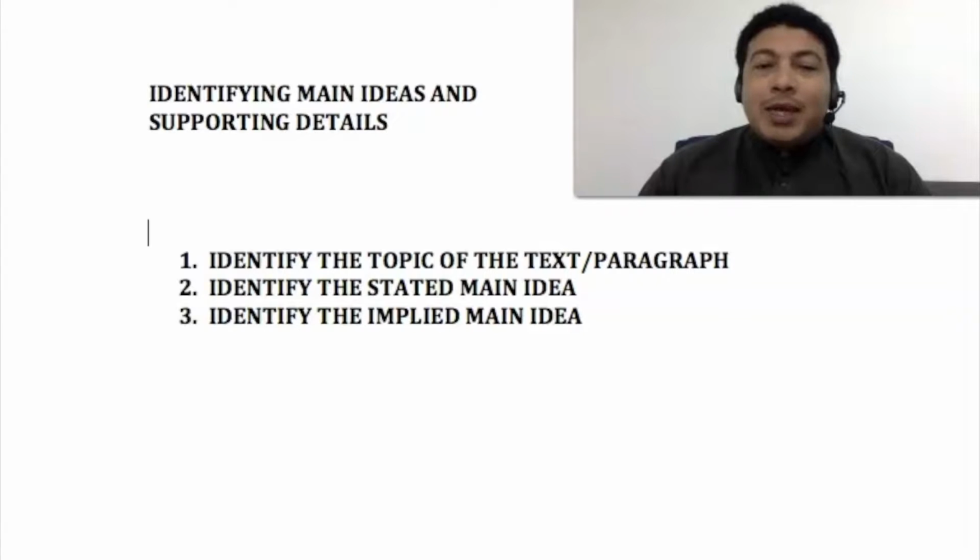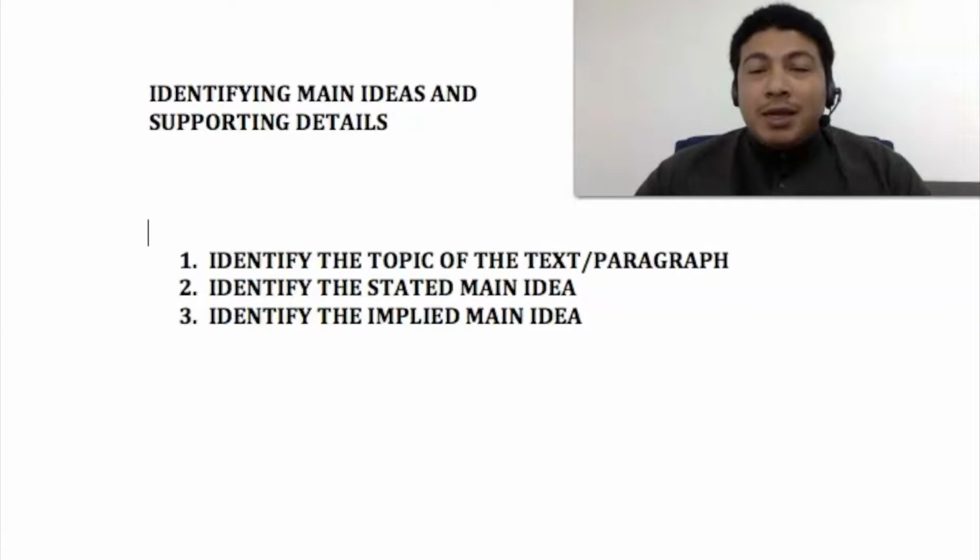Secondly, we need to identify the stated main idea. So what the author states in the article, telling the purpose of the author writing that article. So that is the stated main idea. It is normally in a sentence, of course. And the third thing is identify the implied main idea. So implied main idea is just the opposite of stated main idea.